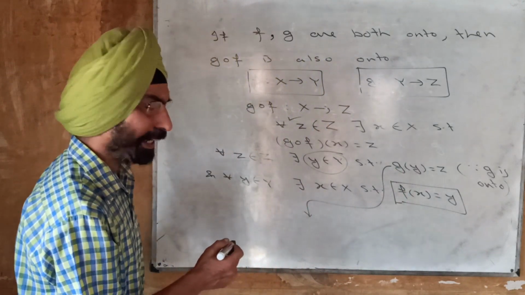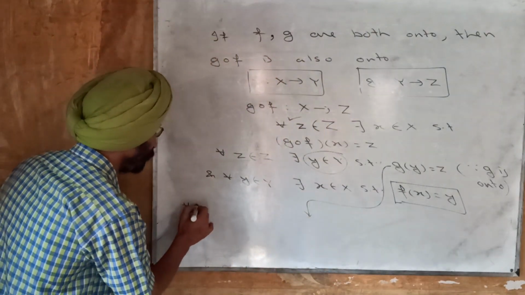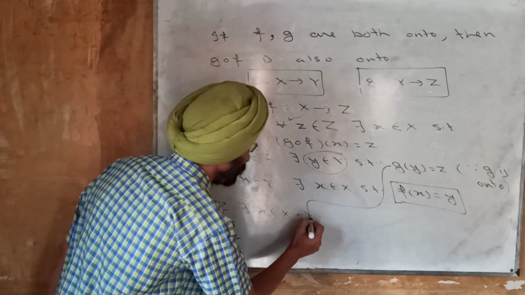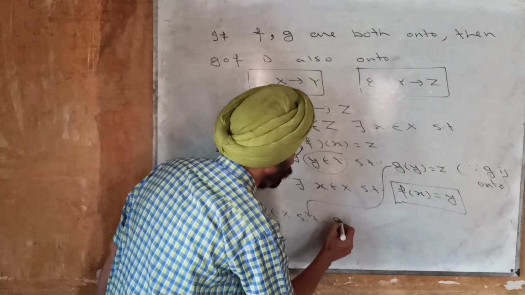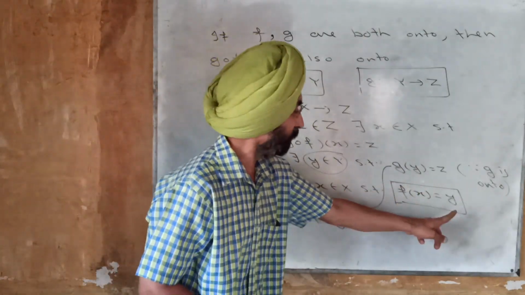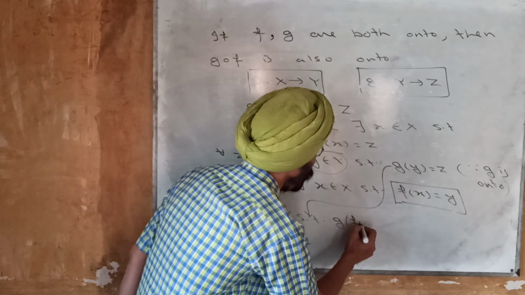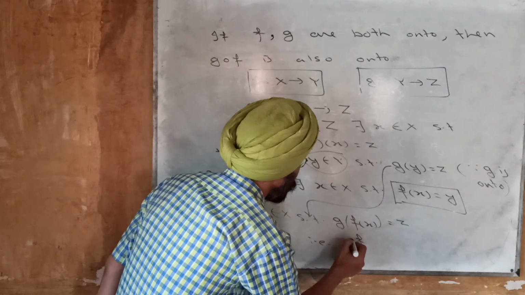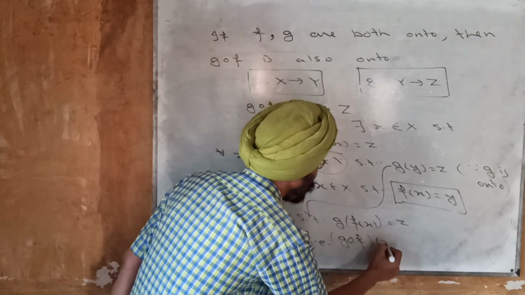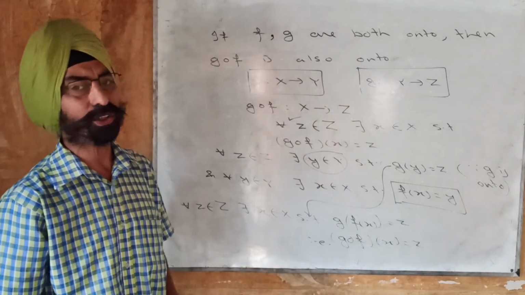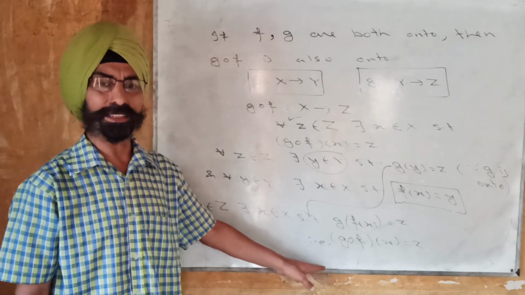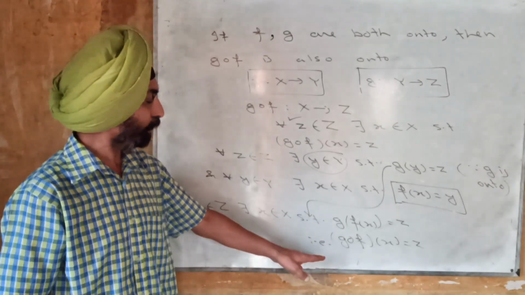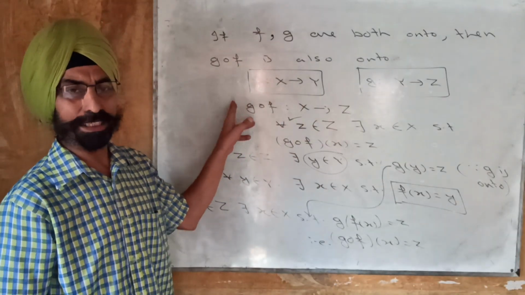So what you are going to get is, for every z in z, there exists x in x such that g of y, but y is equal to fx, so g of fx is equal to z. That means f composite g of x is equal to z, and that is what we want to establish. We wanted to establish the same thing, and this proves that the function f composite g is onto.